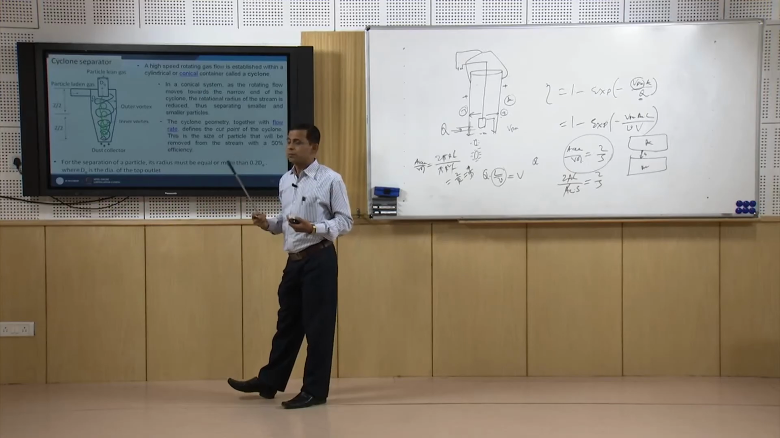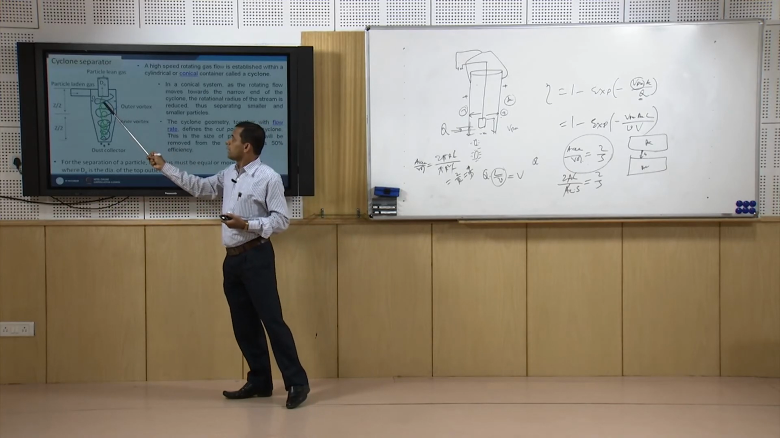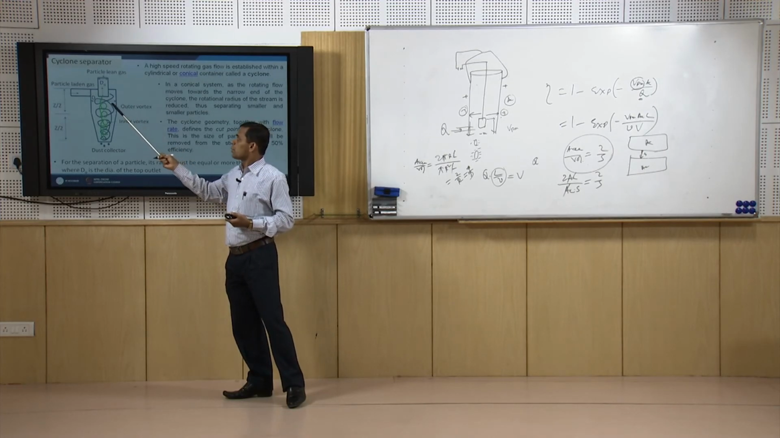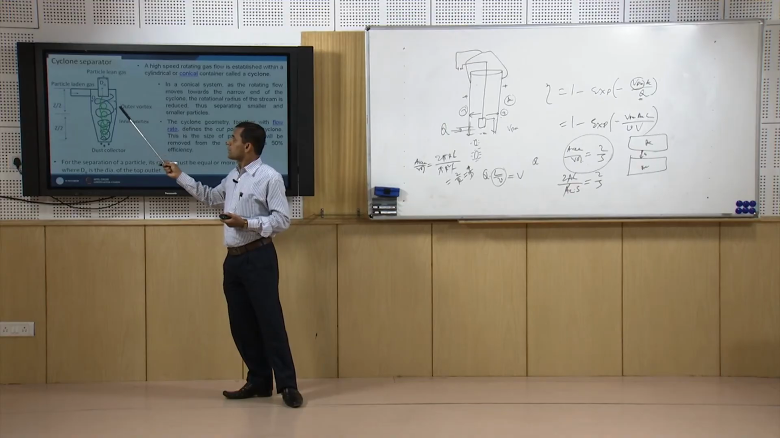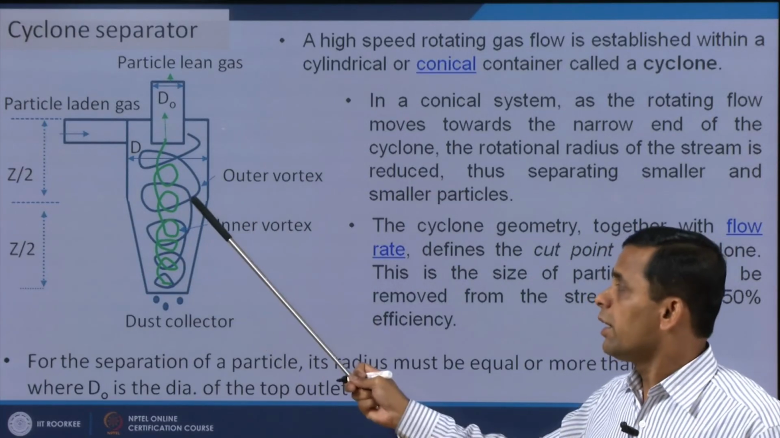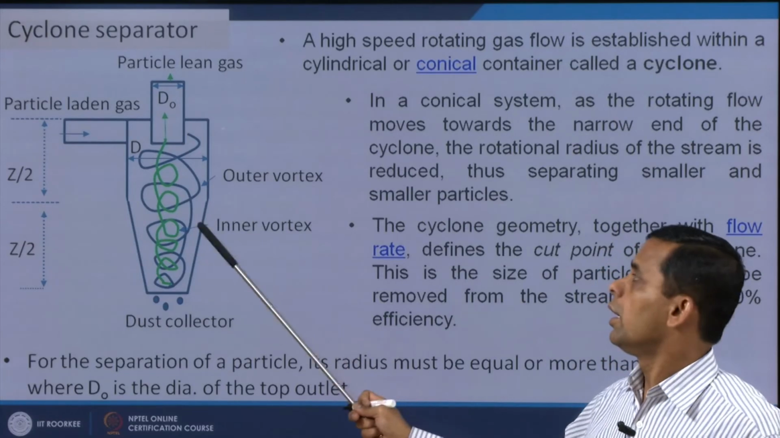Again the same mechanism: the centrifugal force will give more velocity towards the wall. So, m v square by r. If m is more, the force is more. So, bigger particles will come fast to this surface and get separated. Finer particles will not be able to come here and will go off.